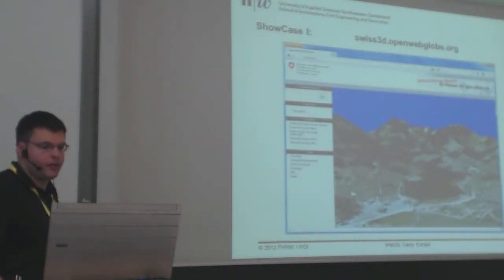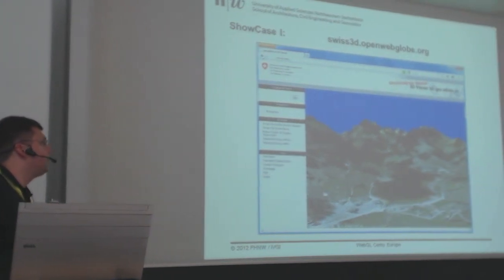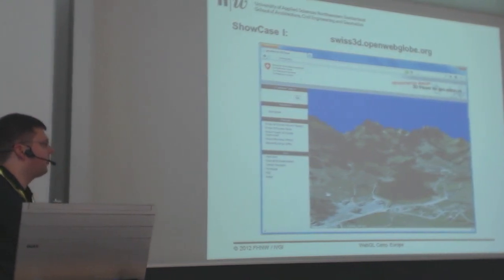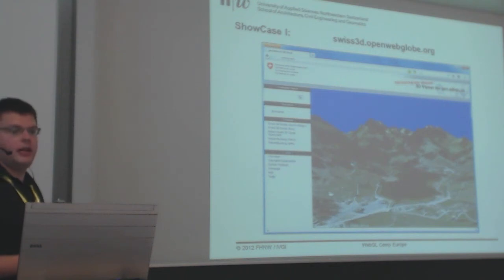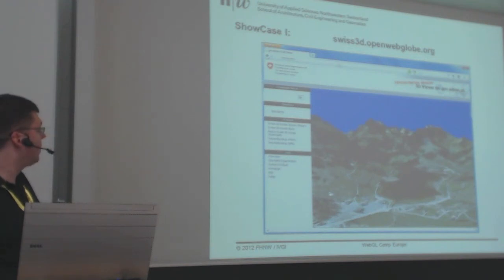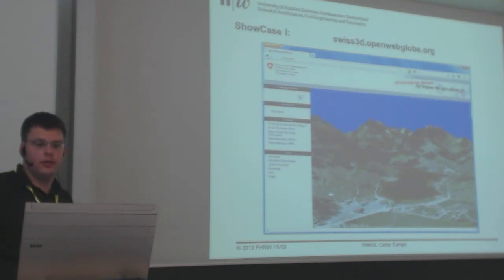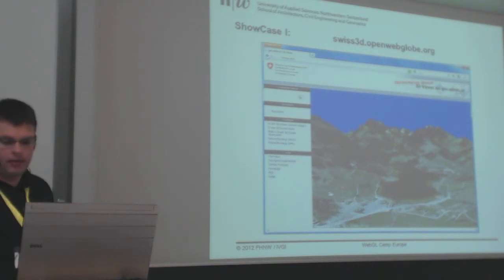Let's show some showcases. We had this application I already mentioned. It's Swiss 3D, together with the Federal Office of Topography, and it's kind of a technology showcase for OpenWebGlobe also. So you can zoom in, you can zoom out, you see very high resolution data from Switzerland. There is also a location search service, so you can type in at the top a city or a little village, and then you will fly to this specific point. We also show 3D objects, and so on.